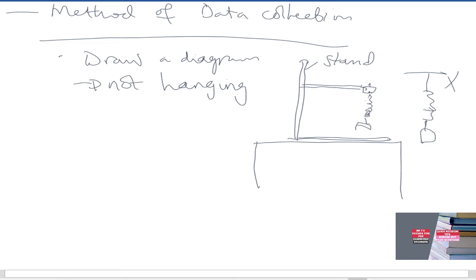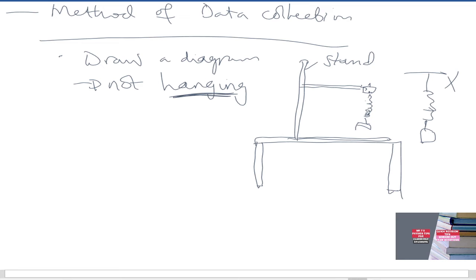Make sure that the support that is needed in that experiment is also included. So diagrams must not hang in the air. You must use the retort stand if you're supposed to. If it's going on the table, say you've got a ball that is rolling on the table, you must draw the table as well, and then show the ball as it moves along.